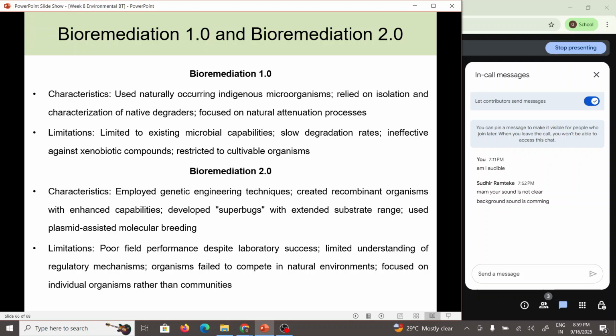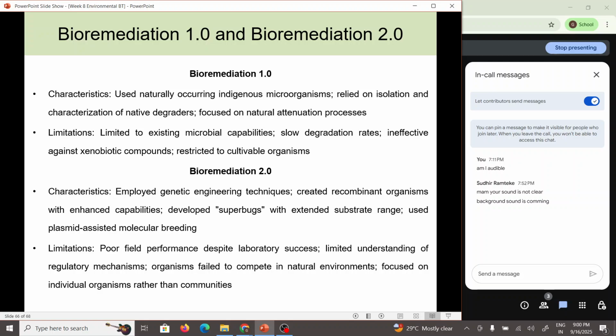So in bioremediation itself, because of the evolution of various research and development, we have two different segregation. One is the bioremediation 1.0, which was the traditional method that was started years back, and now currently we have another approach called bioremediation 2.0. So in bioremediation 1.0, we are using the naturally occurring microorganisms which are indigenous to a particular habitat. So ideally, we are relying on isolating the bacteria from the system and then using it for remediation processes.